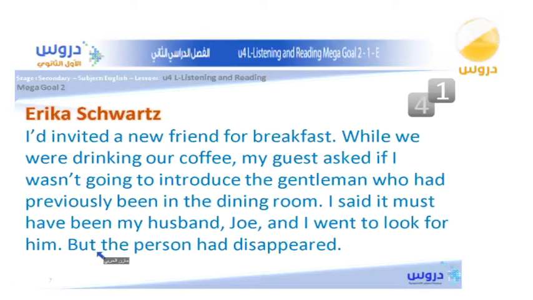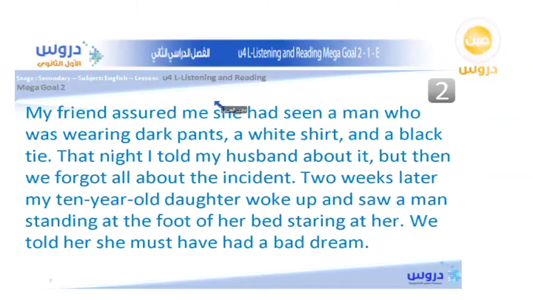My friend assured me she had seen a man who was wearing dark pants, a white shirt, and a black tie. That night I told my husband about it, but then we forgot all about the incident. Two weeks later, my 10-year-old daughter woke up and saw a man standing at the foot of her bed staring at her. We told her she must have had a bad dream.